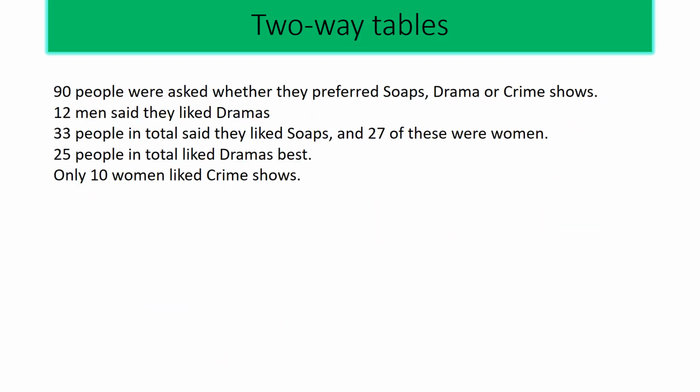Now we're going to have a look at how to create a two-way table from scratch when you have all the information in text. So you need to read it very, very carefully, and then first design the table, put all the information that we have from the text, and then find some missing values. So let's read it very carefully.